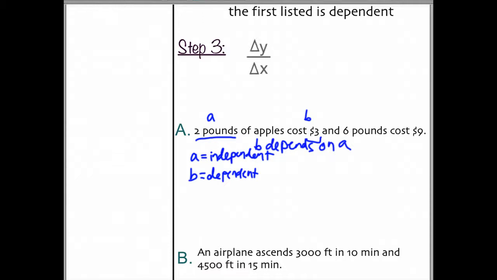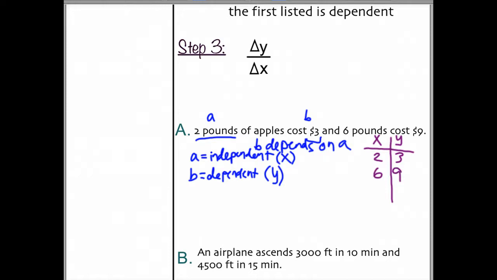Our third step here is to write it as the change in Y over the change in X. So as we saw from our steps earlier, independent, the variable that's attached with that is X, and dependent, the variable that's attached to that is Y. So in this problem specifically, what I want to do is create a chart. So we have X on the left and Y on the right. So when X is equal to 2 pounds, Y is equal to $3. When X is equal to 6 pounds, Y is equal to $9.